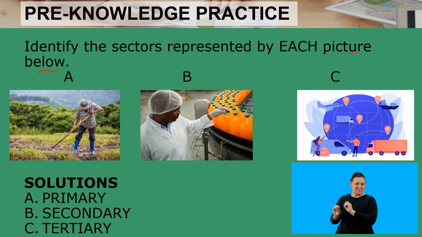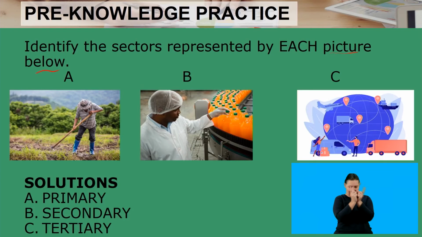So you have pictures A, B, and C that show you what happens in each sector. Remember that in the primary sector, we are talking about extraction of raw material. In the secondary sector, we are talking about converting raw material into finished goods. And in the tertiary sector, we are talking about offering services and also transporting the final products to the final consumers.